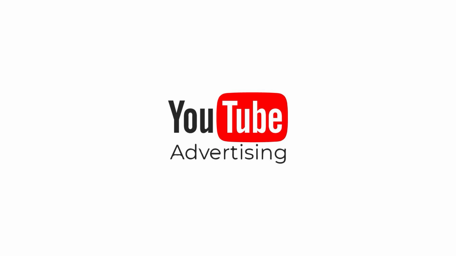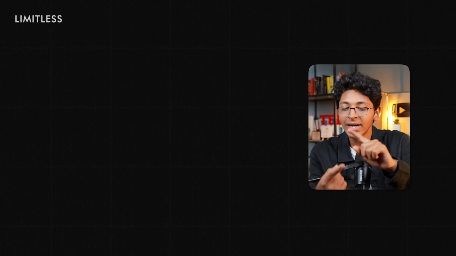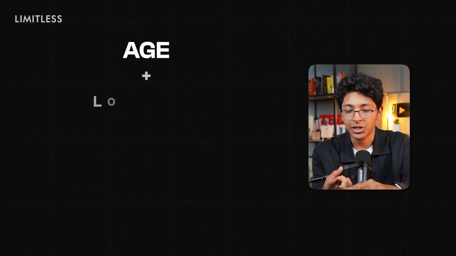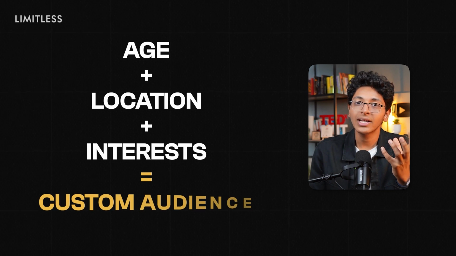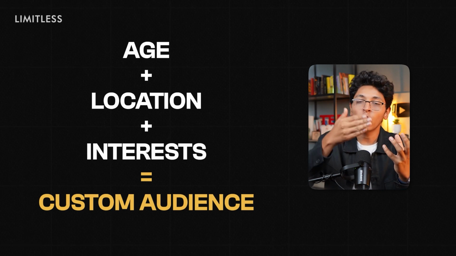Essentially, you can use platforms like Google Ads or YouTube Ads or social media platforms like Facebook and Twitter, and you can target a user base who has certain characteristics. You can pick a certain age, you can pick their location, you can pick what their interests are, and hence you can build a custom audience that you can directly target your product for.